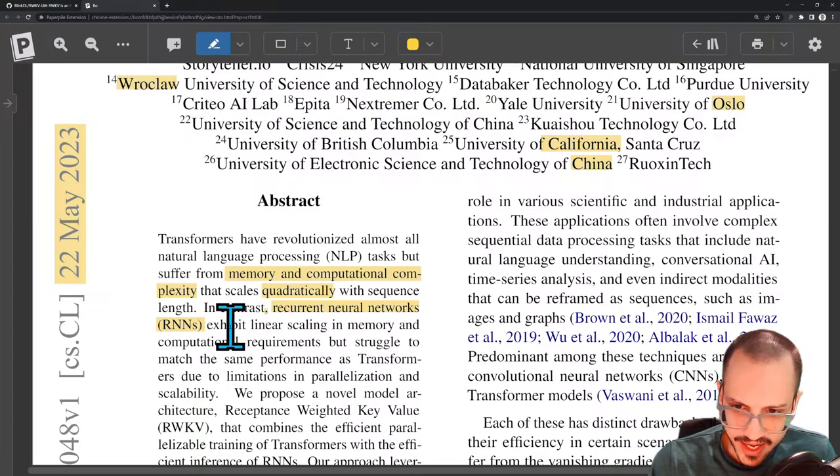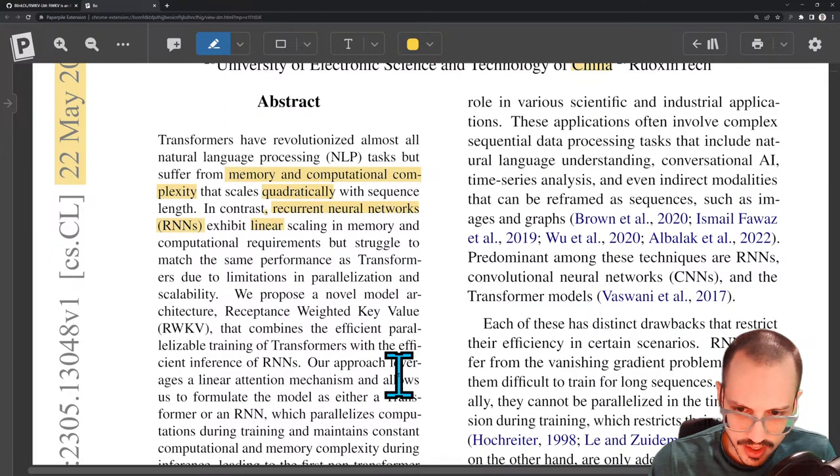So here they're bringing it back. Exhibit linear scaling in memory and computational requirements. So linear scaling instead of quadratic scaling. So you should be able to, in theory, have a much longer sequence. But struggle to match the same performance due to limitations in parallelization and scalability.